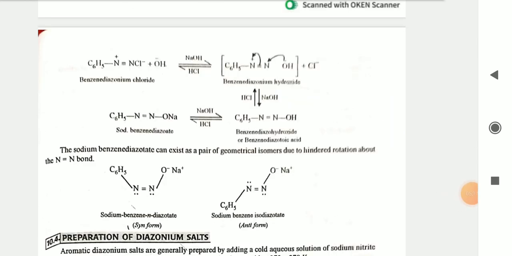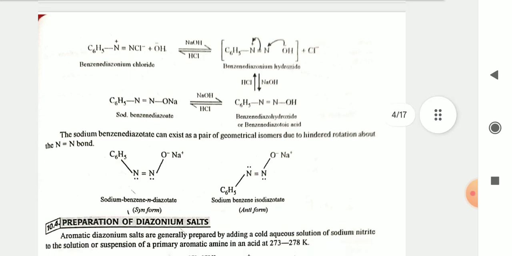Benzene diazonium chloride, in the presence of NaOH, will give benzene diazonium hydroxide. In the presence of NaOH, it will give benzene diazohydroxide. In the presence of NaOH, it will give sodium benzene diazotate. In the presence of HCl, the reaction will get reversed. The sodium benzene diazotate can exist as a pair of geometrical isomers due to hindered rotation about the N=N double bond. It may be the syn form and it may be the anti form.